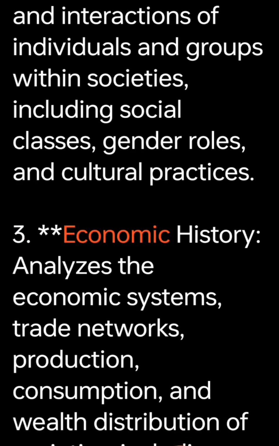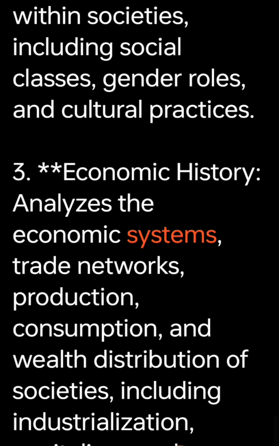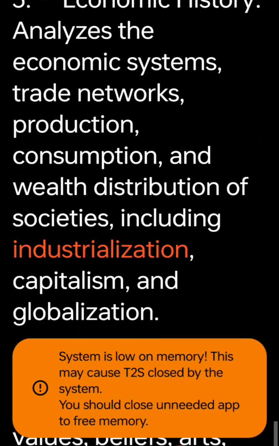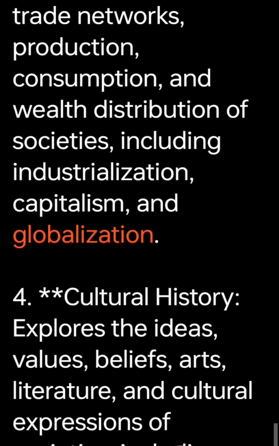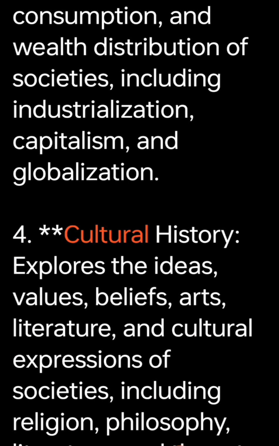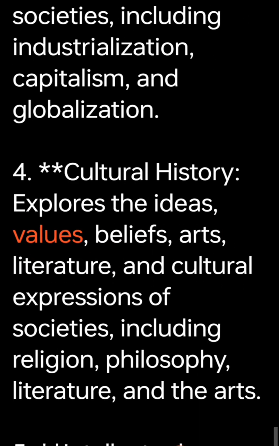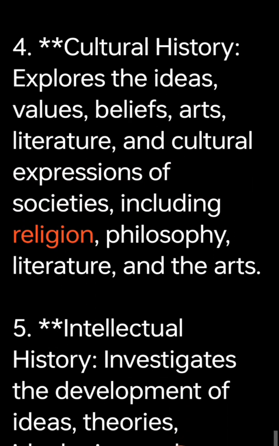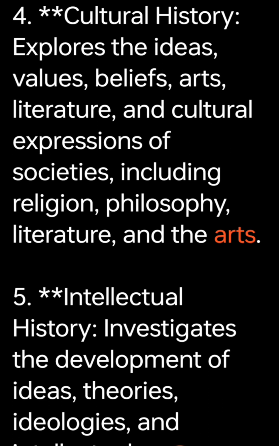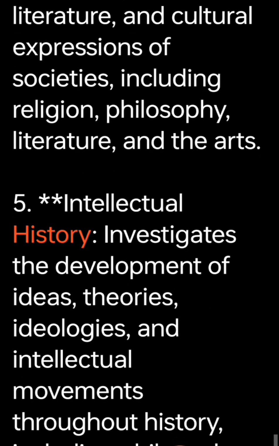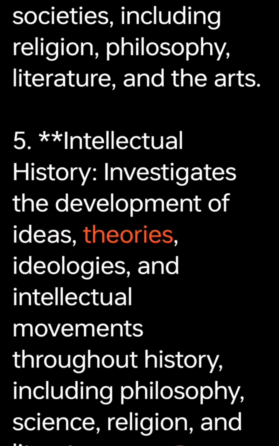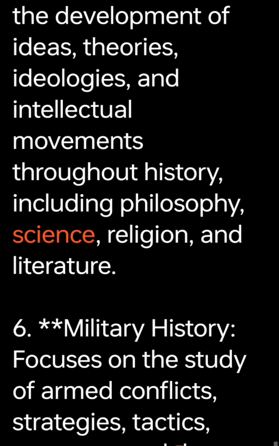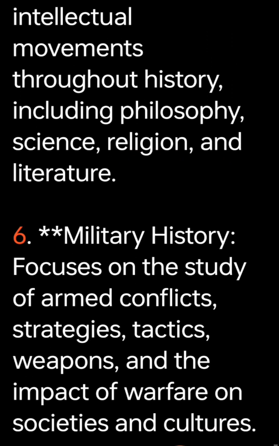3. Economic history analyzes the economic systems, trade networks, production, consumption, and wealth distribution of societies, including industrialization, capitalism, and globalization. 4. Cultural history explores the ideas, values, beliefs, arts, literature, and cultural expressions of societies, including religion, philosophy, literature, and the arts. 5. Intellectual history investigates the development of ideas, theories, ideologies, and intellectual movements throughout history, including philosophy, science, religion, and literature.